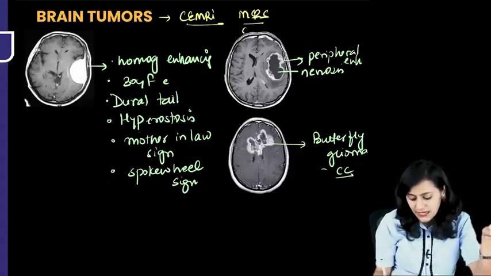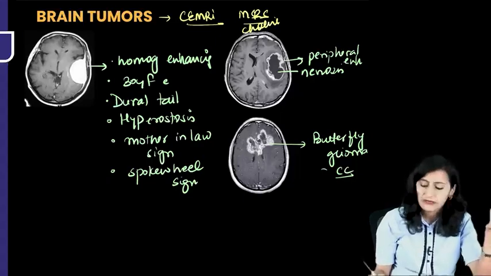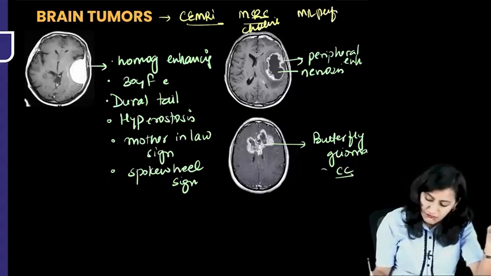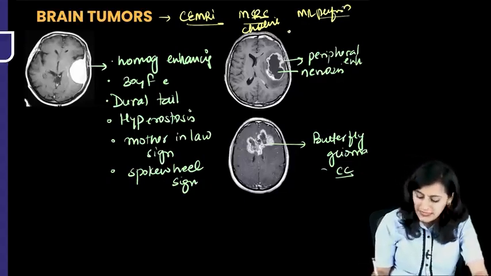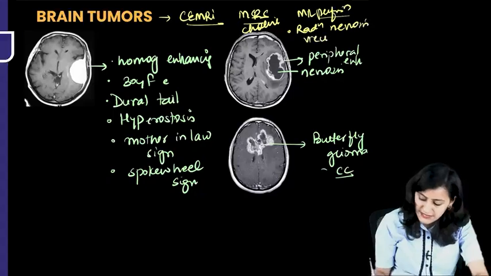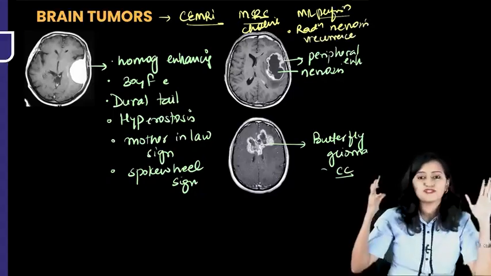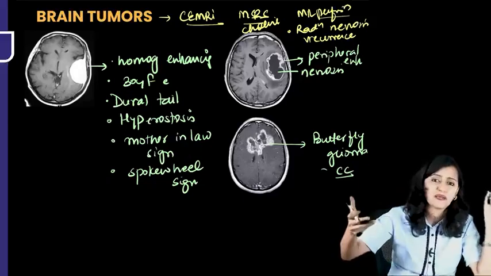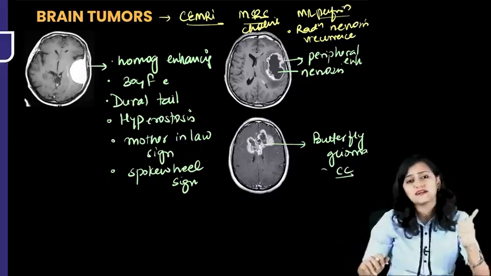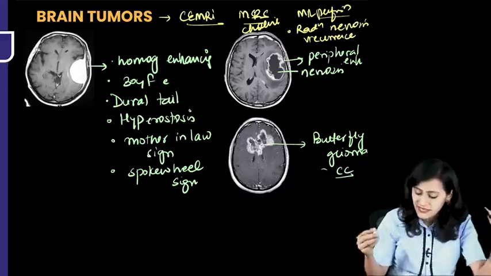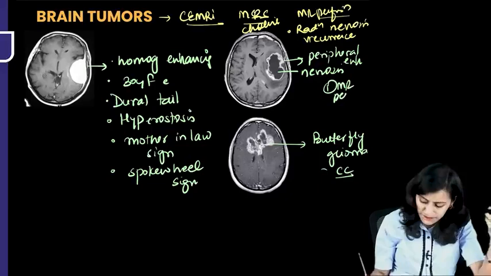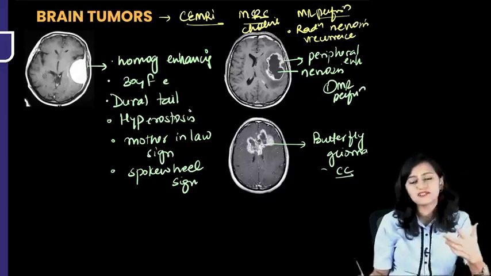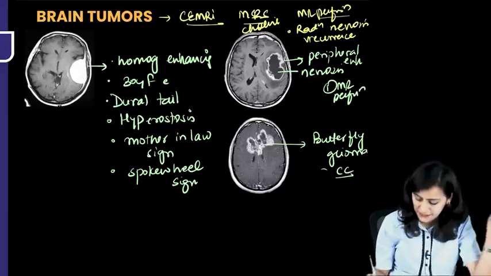MR spectroscopy can help by showing the choline peak. We can do MR perfusion to look for the increased vascularity, and even to differentiate radiation necrosis versus recurrence. Right, so let's say a patient of brain tumor has undergone radiation. Now we are doing MRI. We are not sure whether this is necrosis or this is recurrence. The various investigations that can help is, one is MR perfusion. If it's a tumor, increased vascularity, necrosis, no vascularity.